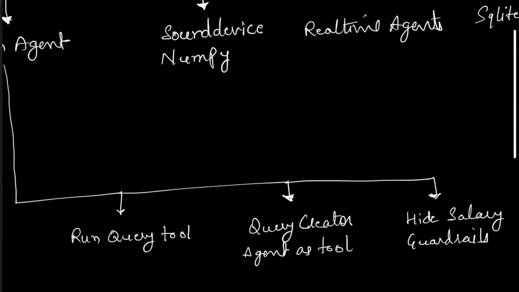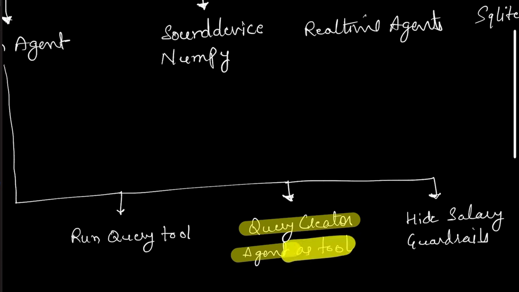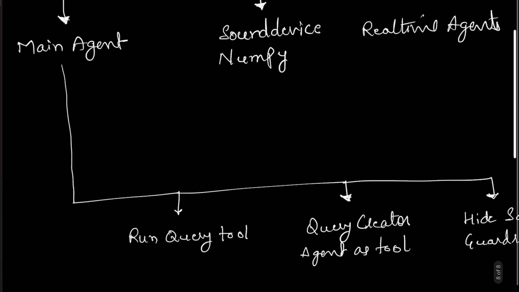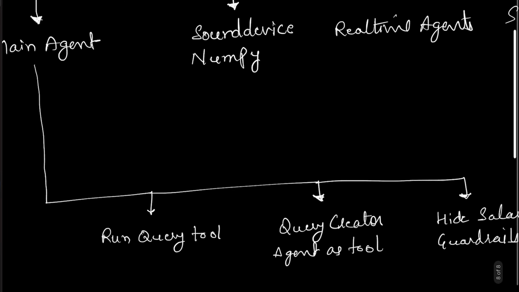For that, we are going to create another agent, which is called Query Creator Agent. Now, since this is an agent, but we are not using it as a standalone agent, we are going to use this as a tool. What is the benefit of this? This Query Creator Agent will be useful to the main agent as a tool. We are going to see everything in the code very soon, but let's first understand the flow. So the main agent will first say to the query creator, hey query creator, this is the query from the user, which I'll ask like how many employees we have.